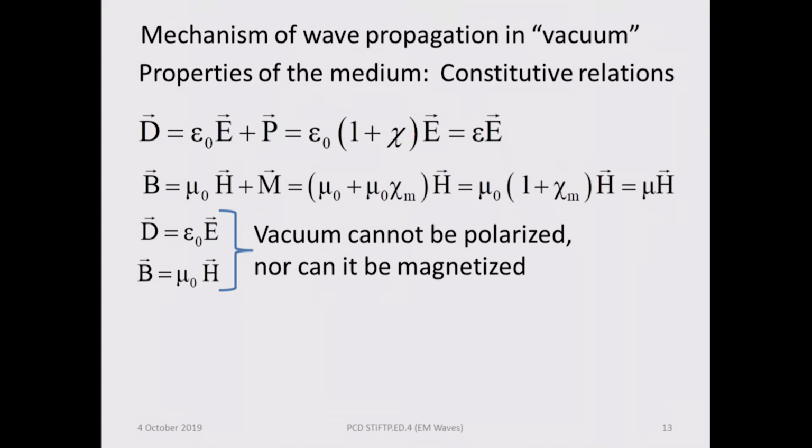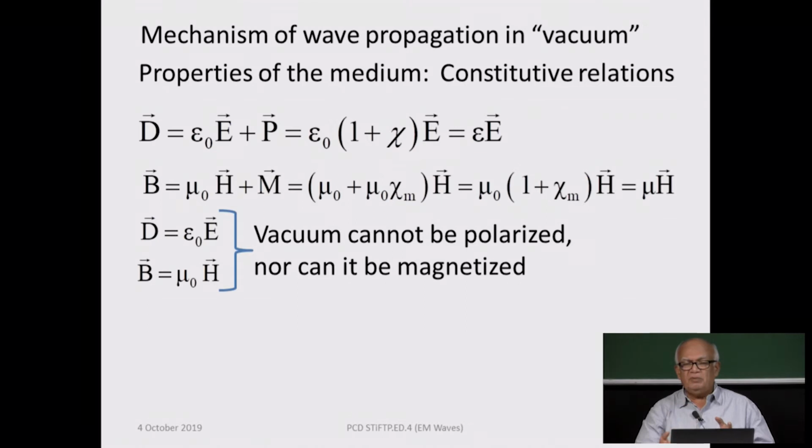And we have seen that the field propagates through a medium, right? And the medium responds to the field. And the response of the medium to the field is contained in the constitutive relations, right? Which is D equal to epsilon E and B equal to mu H, which is what we just discussed in the previous class, right? So vacuum cannot be polarized, nor can it be magnetized, and therefore D will be equal to epsilon 0 E and B will be equal to mu 0 H.